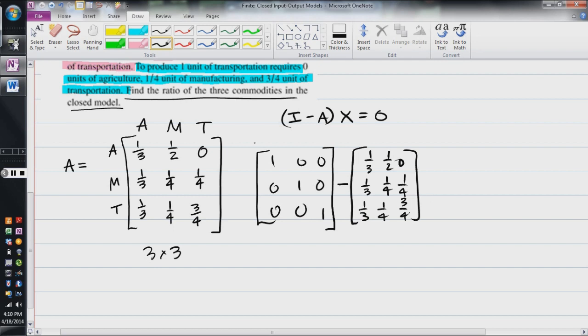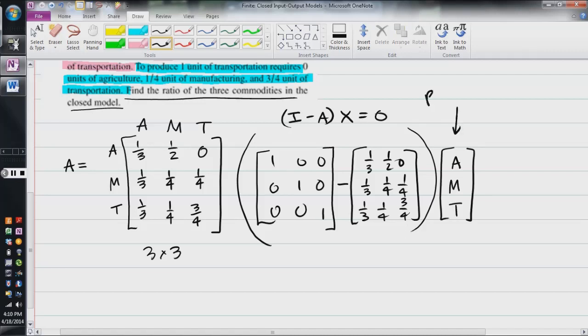And then whatever this thing is, I'm going to multiply it by matrix X. Now matrix X is going to represent the number of units of agriculture, the number of units of manufacturing, and the number of units of transportation. This is my production matrix. And this product should equal 0, which I'm going to write as a 3 by 1 zero matrix.